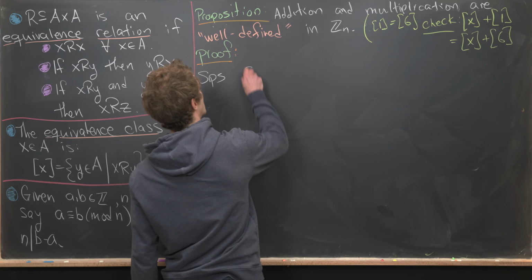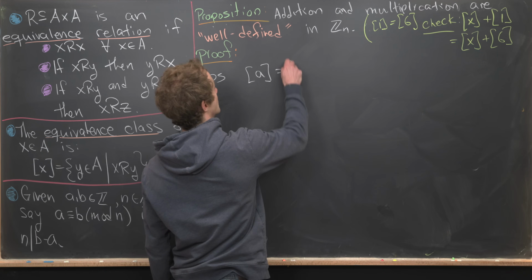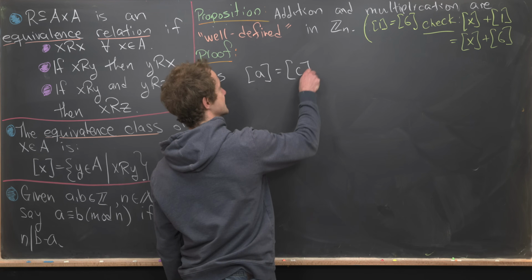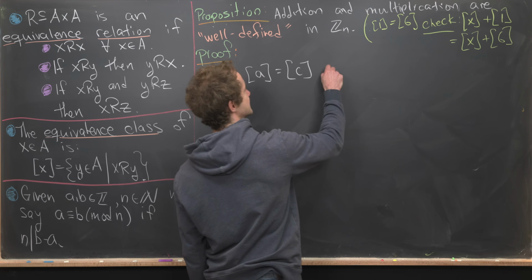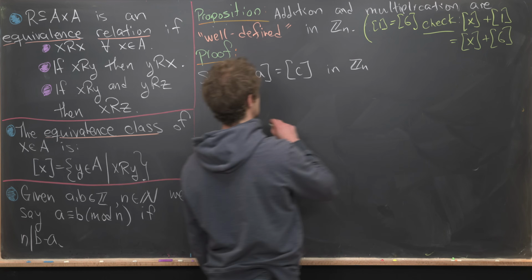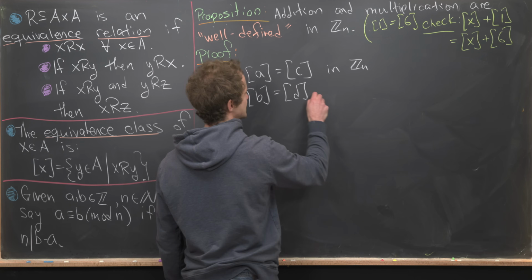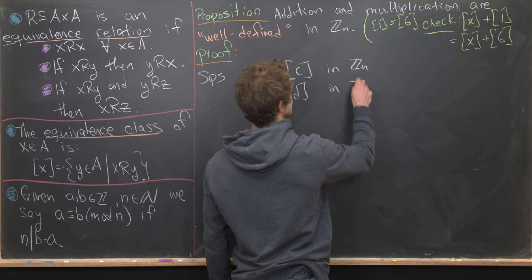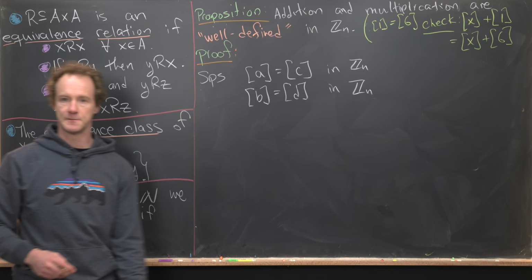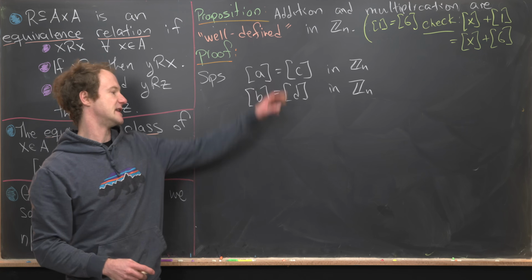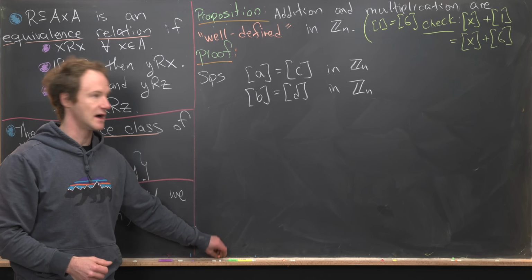So in other words, we're going to suppose that the equivalence class of A is equal to the equivalence class of C in Zn, and the equivalence class of B is equal to the equivalence class of D in Zn. So these are perhaps different names for the same equivalence class.